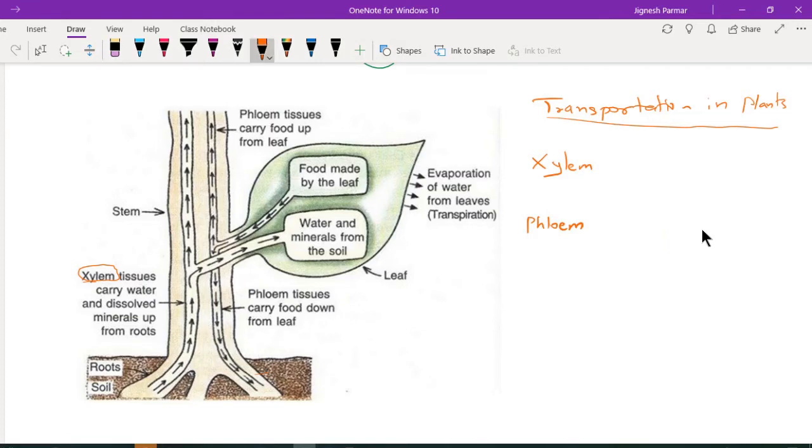These are the two pathways. What does xylem do? Xylem carries water and minerals from the roots to the different parts of the plant. What is the role of phloem? Phloem transports the products of photosynthesis. We call it food, which is synthesized in the leaves, and it carries it from the leaves to other parts of the plant.